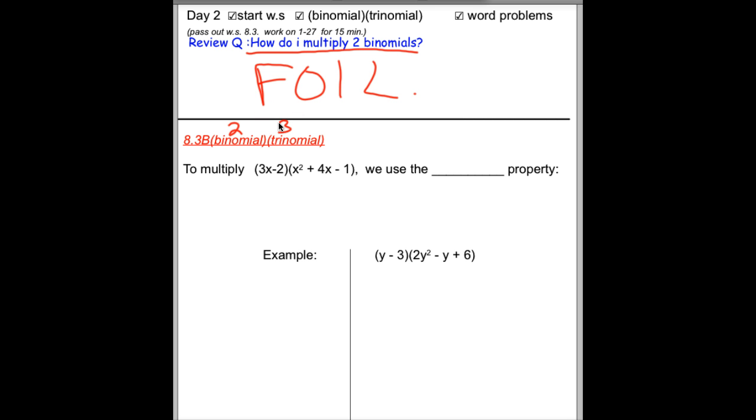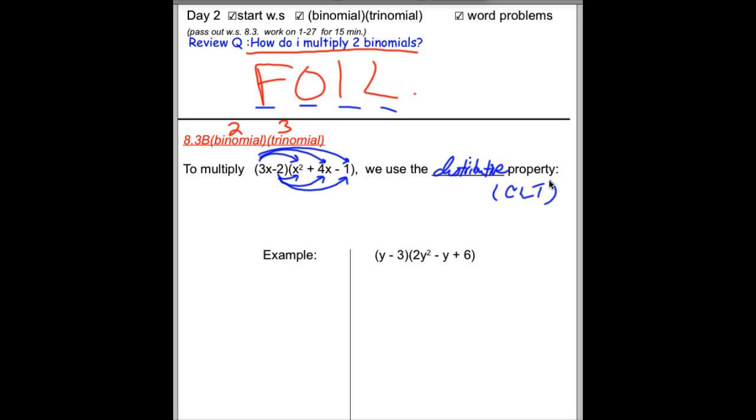The only thing is that it doesn't spell the word FOIL because what I'm going to have to do here is multiply this into everything and then this into everything. And I don't really have an acronym like FOIL that I can apply to it. I just simply call it the distributive property. And when I'm done, I make sure that I've combined all my like terms. So let's go do that.